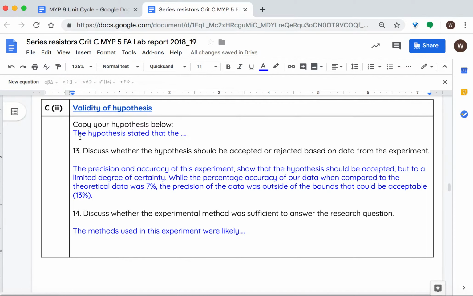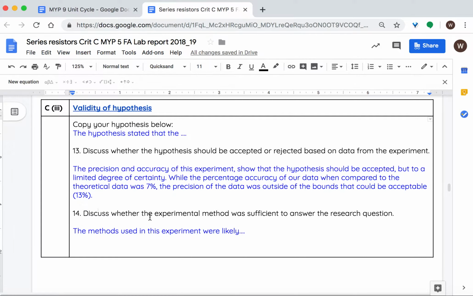Hypothesis, copy your hypothesis below, just copy paste. Next up, discuss whether your hypothesis should be accepted or rejected. Now you have to talk about precision and accuracy. If you don't remember what these are, use the videos to help yourself explain it. You want to talk about how accurate your answer is and how precise your data was. You have to talk about the two, and really what you're looking for is, do we trust your data? Do we trust your data that we can accept the hypothesis, or do we trust your data that we should reject the hypothesis? Maybe we don't trust your data enough that we can't actually say whether it's accepted or rejected. You have to make that determination on your own.